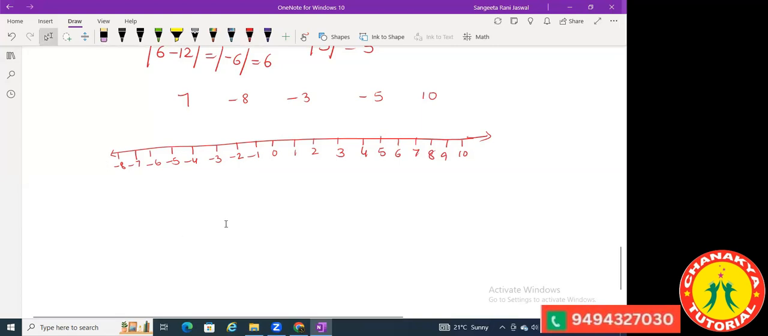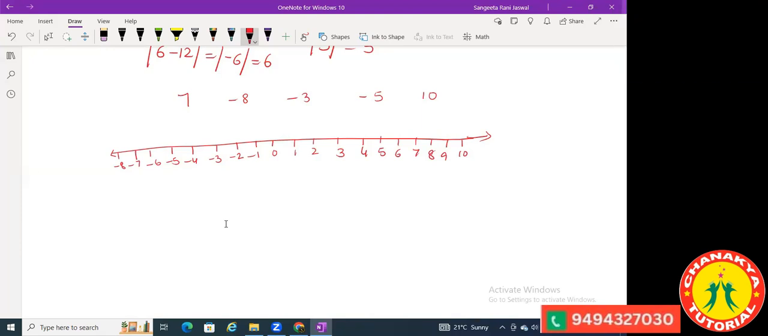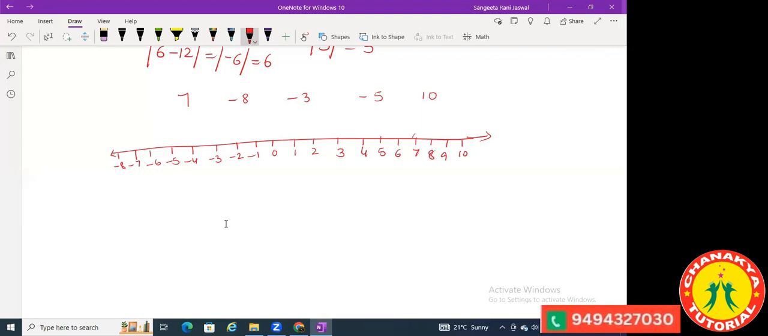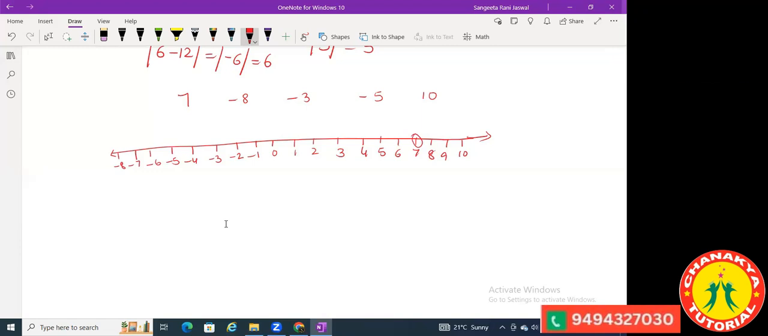Now you can check your answers. See, where is 7 now? Ma'am, between 6 and 8. Afan, tell me on the number line, which side? Ma'am, 7 is on the right side. Right side, it's here. Okay, now tell me where is minus 8? Minus 8 is on the left side. Left side, here.